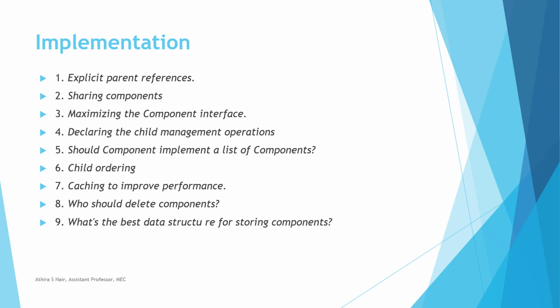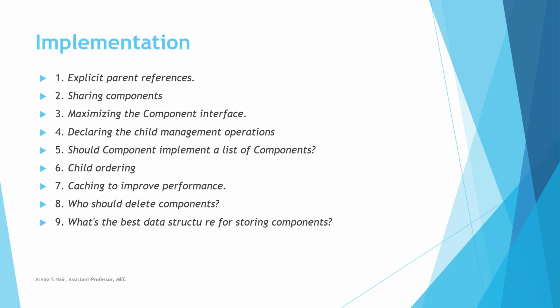One of the goals of the composite pattern is to make clients unaware of the specific leaf or composite classes they are using. To attain this, the component class should define as many common operations as possible, and the component class usually provides default implementations for these operations. Then, declaring the child management operations. So we can add and remove operations for managing children.